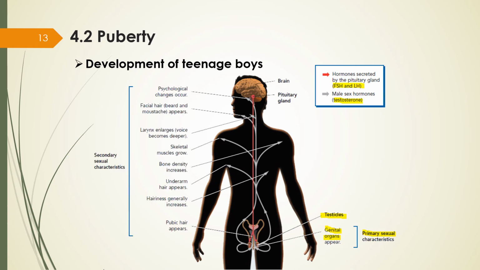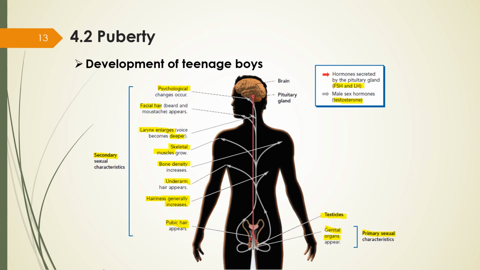What are the secondary sexual characteristics? Also, psychological changes occur. In the man, there's going to be facial hair, beard and mustache, the larynx enlarges, and your voice becomes deeper. You also develop skeletal muscle and bone density. Underarm hair also appears, and hairiness generally increases. So where you didn't have hair before, you're going to start to show hair now, and pubic hair appears, just like for women.